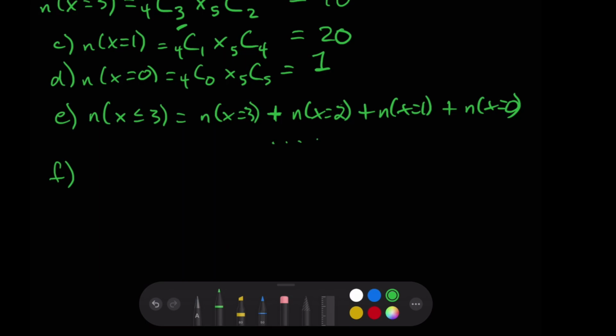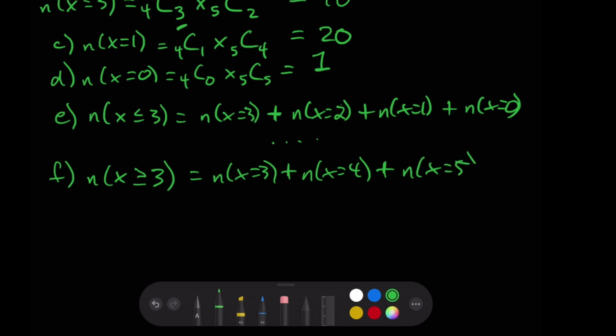And the last one, at least 3 women. Number of women is greater than or equal to 3. So I need number of women to be 3, or number of women equal to 4, or number of women equal to 5. And once again, we're just doing the same calculations we did up here. You're just doing repeated calculations, one for each term in our new questions.